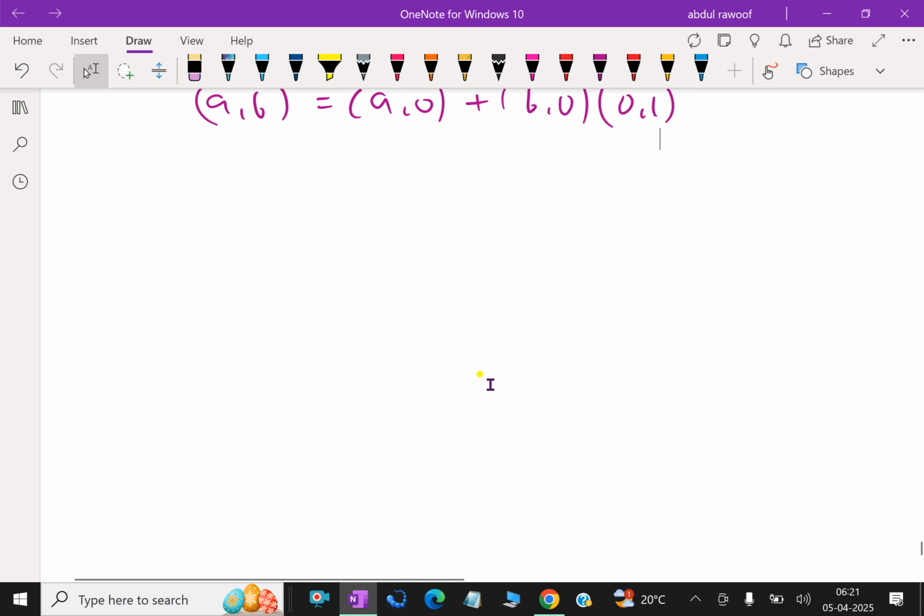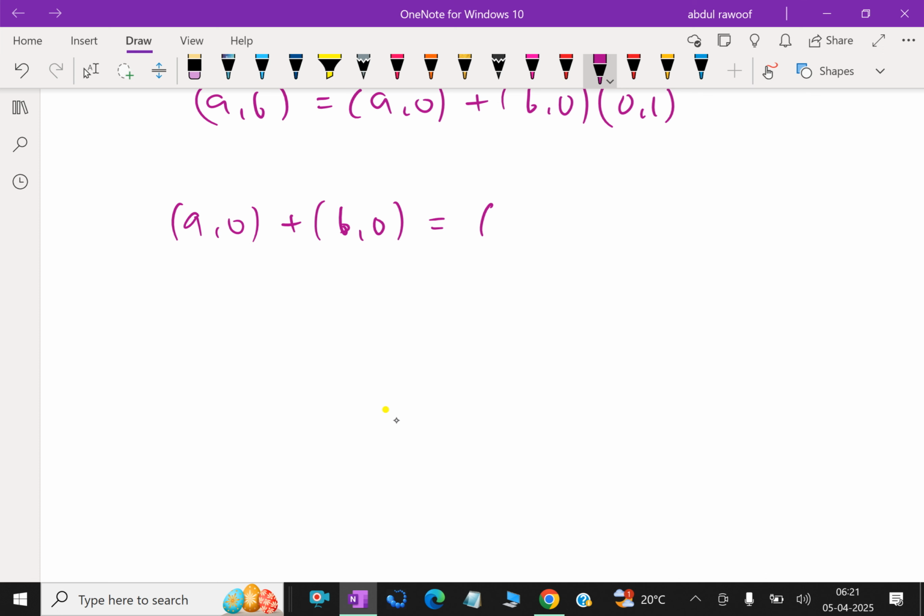Now addition, subtraction, multiplication, division you can do in this manner. Look at here, (A, 0) plus (B, 0). This can be represented because the real parts are A and B, so we can add them. That is A plus B, and the imaginary part is 0.